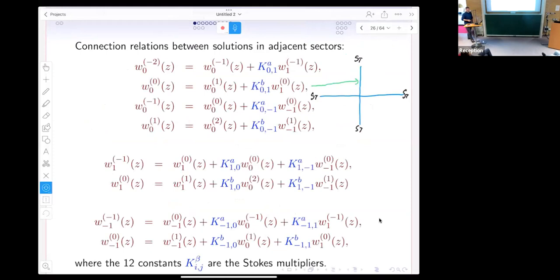So there are many Stokes phenomena. For W0, the imaginary and the real axes are the Stokes curves. At the moment you cross, for example, the positive imaginary axis, this is the connection relation that applies. You have two solutions that behave like z to the power alpha, and it switches on one of the solutions that behaves like e to the power z squared. E to the power z squared is maximally subdominant in that direction. So there are many Stokes multipliers. In total, there are 12 Stokes multipliers that have to be computed.